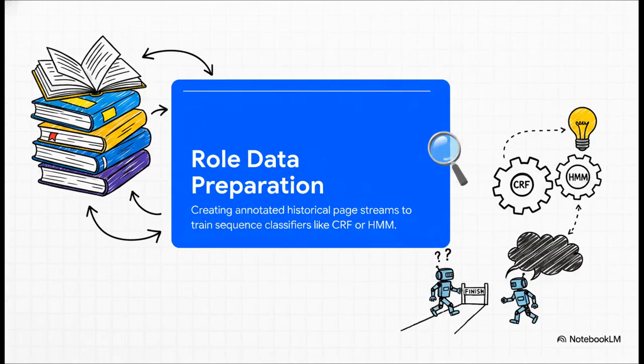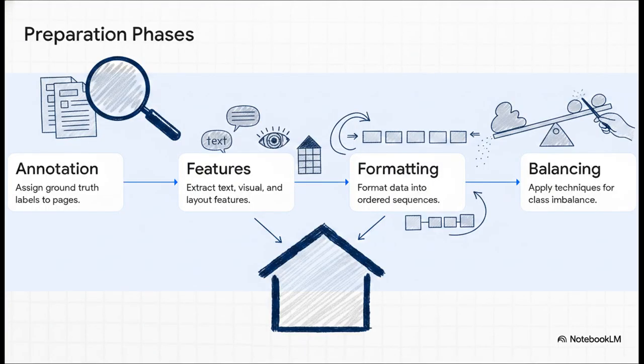And that brings us to the core of it all. Role data preparation. Sometimes you'll hear it called training data preparation, but really it's the absolute foundation for building any trainable document separation system. Think of it like putting together a highly specialized, perfectly highlighted textbook. You're creating these high-quality, pre-processed, and manually annotated historical page streams. Without this perfectly crafted curriculum, sequence classifiers, things like conditional random fields or CRFs, and hidden Markov models, HMMs, would basically just be guessing in the dark. Building this textbook is literally the only way a machine learning algorithm can pass its test out in the real world.